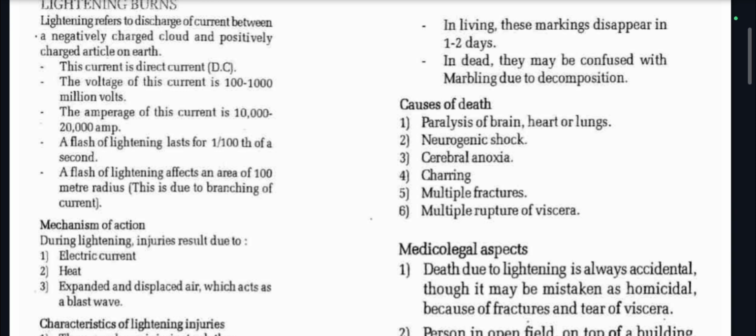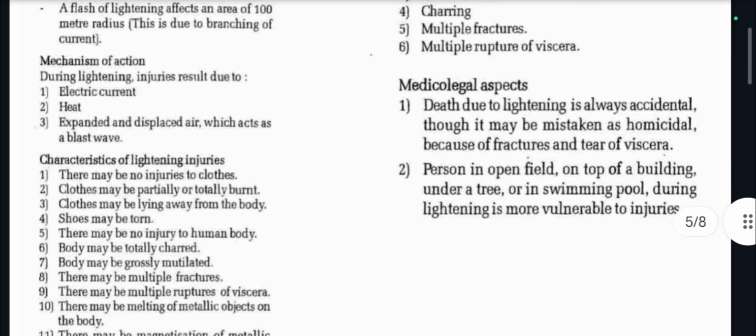Now, what are the causes of death in lightning? Paralysis of brain, heart or lungs, neurogenic shock, cerebral anoxia, charring, multiple fractures, multiple rupture of viscera. So these are causes of death in burns, lightning burns. What are the medical legal aspects?